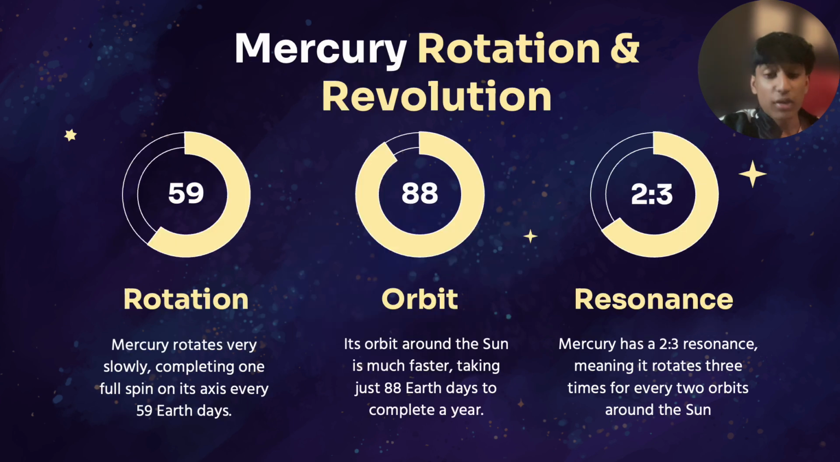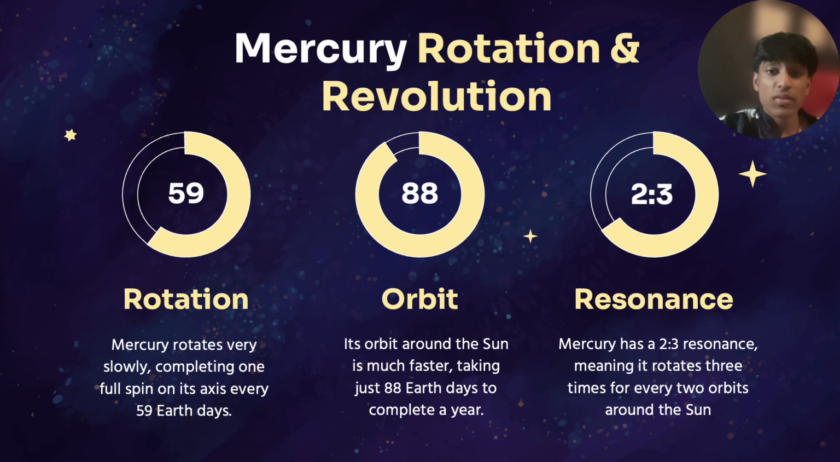Mercury rotates very slowly, completing one full spin on its axis every 59 Earth days. Its orbit around the Sun is much faster, though, taking just 88 Earth days to complete a year. This unique relationship results in what astronomers call a 3 by 2 resonance, meaning Mercury rotates 3 times for every 2 orbits around the Sun. As a result of this resonance, a single day on Mercury actually lasts about 176 Earth days.